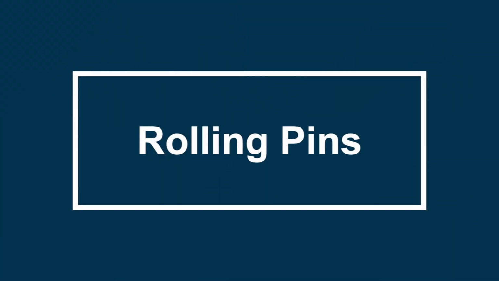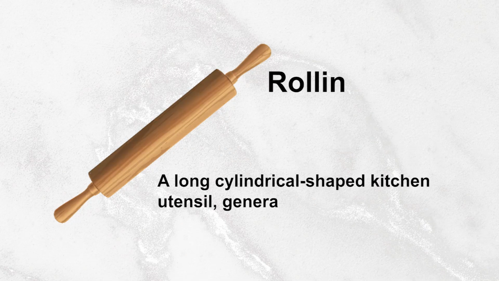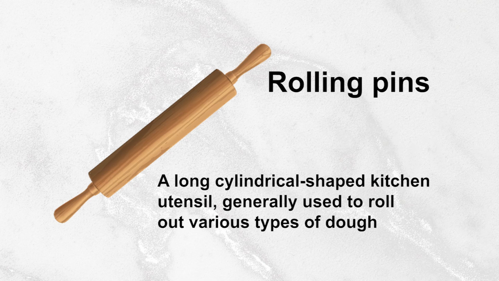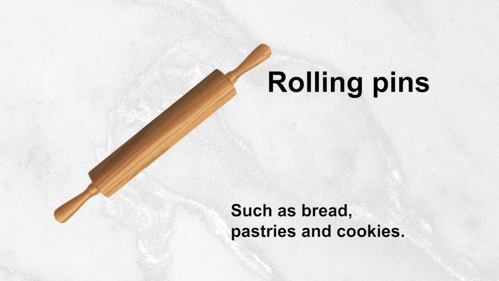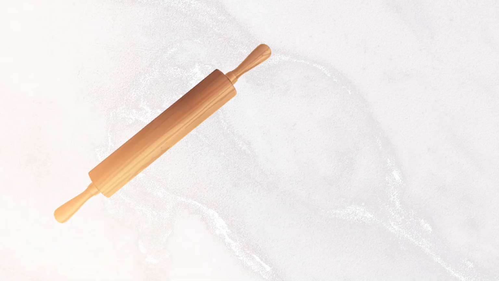Rolling pins. A long cylindrical shaped kitchen utensil generally used to roll out various types of dough when making food items such as bread, pastries and cookies. This tool also works well for crushing crackers and breadcrumbs.